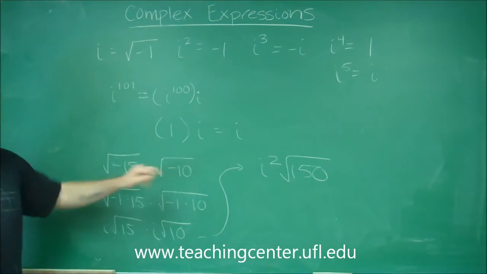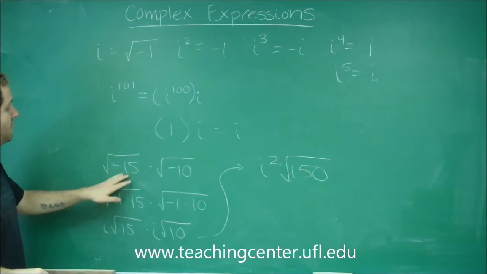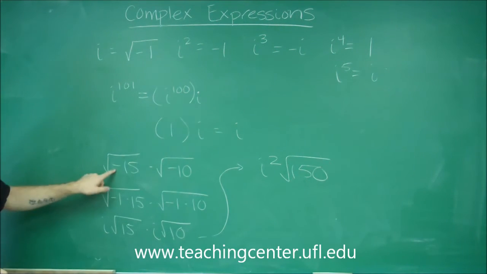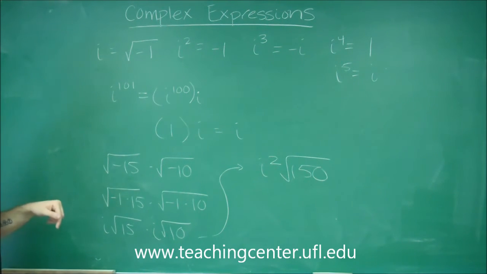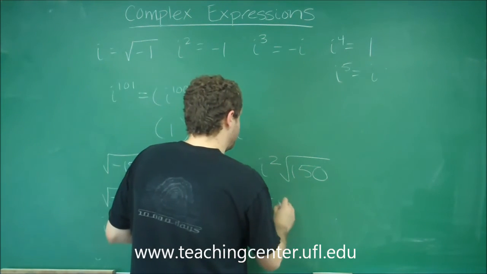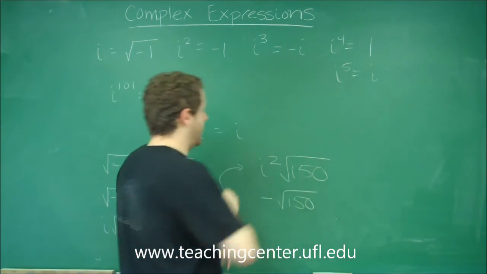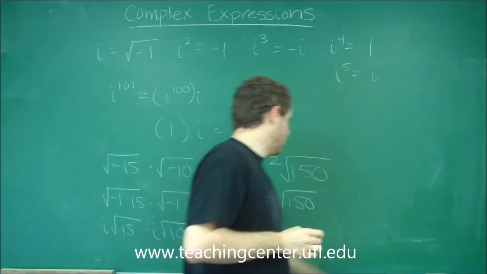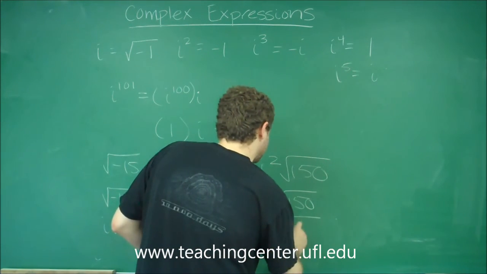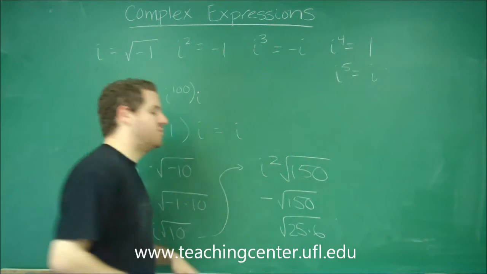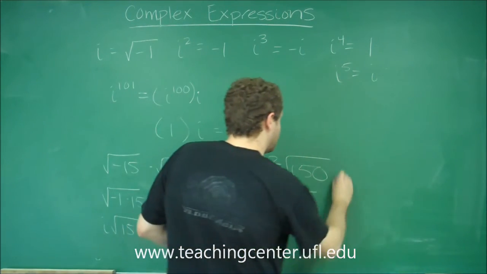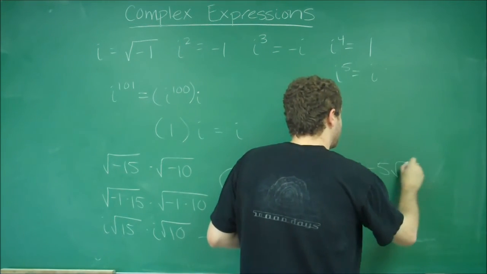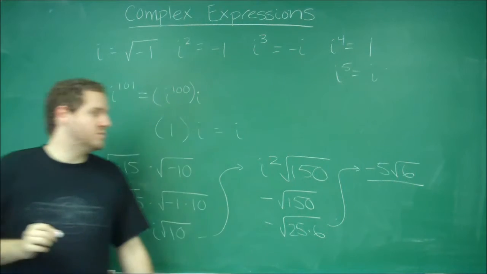So it's important to note that you can't do that at the beginning, because you would see here, if you just multiplied negative 15 times negative 10, you'd also get 150. But you're not accounting for the fact that these are complex numbers. So you have to take the i out first. You get negative root 150, because i squared is negative 1. And then we can try to factor this further. 150 is 25 times 6, and 25 is a perfect square. So we get here that this is negative 5 radical 6, and that's as simplified as we can get that.